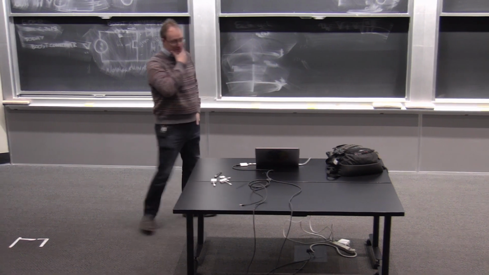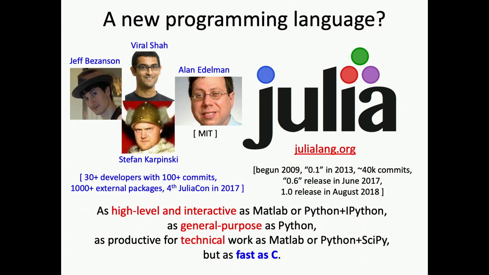A few years ago, starting in Alan Edelman's group at MIT, there was a proposal for a new language called Julia, which tries to be as high level and interactive as MATLAB or Python. It's a dynamically typed, general-purpose language, very productive for technical work, really oriented towards scientific numerical computing. But you can write a loop and write low-level code that's as fast as C. That was the goal. The first release was in 2013, so it's a pretty young language.